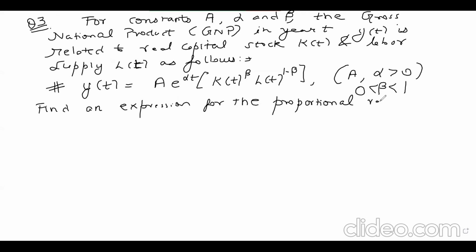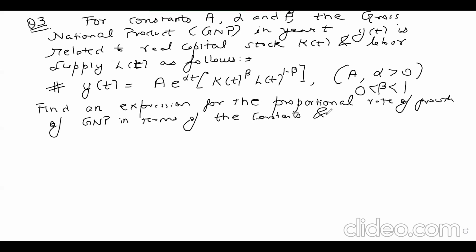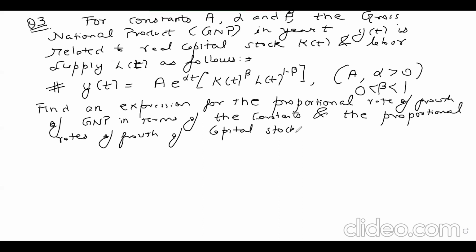Find an expression for the proportional rate of growth of GNP in terms of the constants, and the proportional rates of growth of capital stock and labor supply.